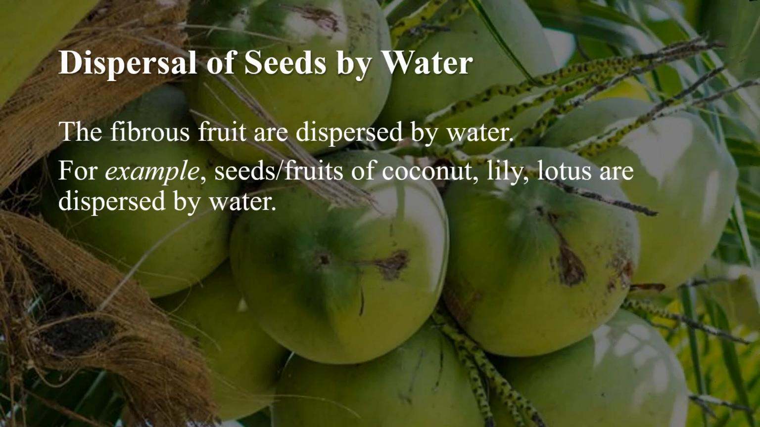And the second type of dispersal is dispersal by water. Seeds and fruits having structure favorable for floating are dispersed by water. For example, seeds or fruits of coconut, lily, lotus are dispersed by water. Coconut trees grow near the seashore. The fibrous fruit falls in water and is carried away by the water currents.